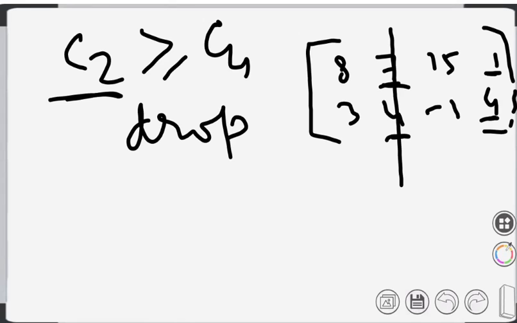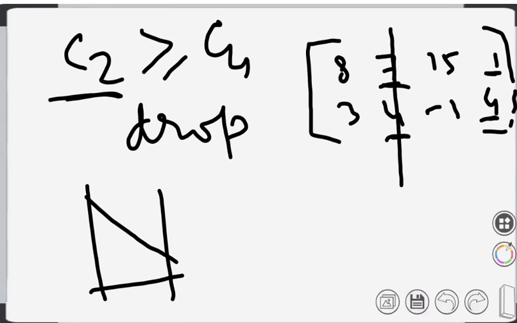Now you use the graph, no problem. You have to use the graph because now you have three strategies. So using the three strategies, 8 and 3 is somewhere here like this, then 1 and 4 is somewhere, and 15 and minus 1 is somewhere like this. You have to draw it properly; I have to rub it all and let me draw.